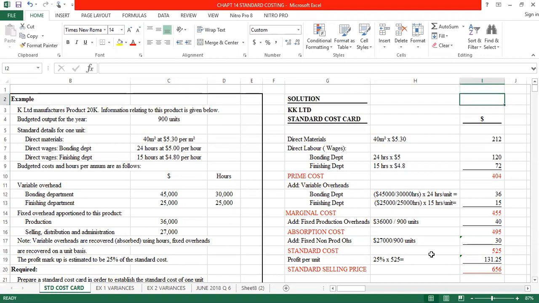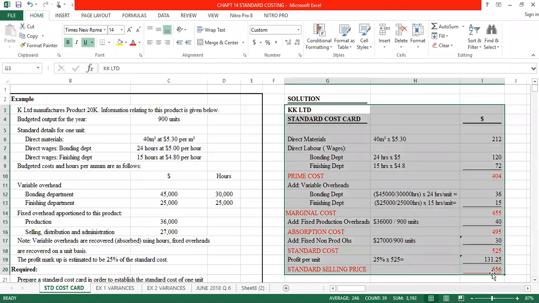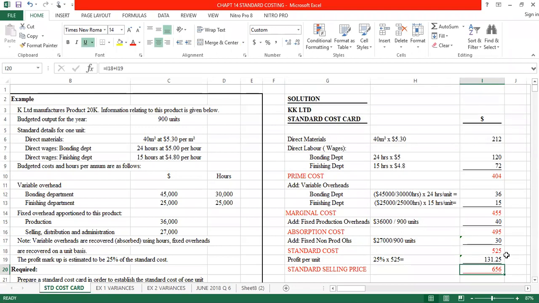Profit per unit is a percentage of the cost. 25% of the cost. What is the use of standard costing? Normally at the beginning of the year, you prepare budgets. This is a budget. This is the budgeted price. 620.56 is the budgeted price of this product.